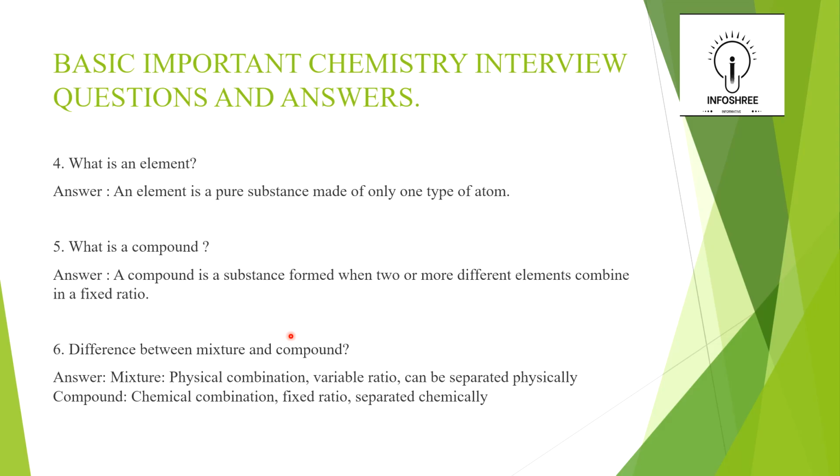The sixth question is they ask about the difference between a mixture and a compound. A mixture is a physical combination in variable ratio and can be separated physically. A compound is a chemical combination in a fixed ratio, separated chemically. So we can differentiate in this way.